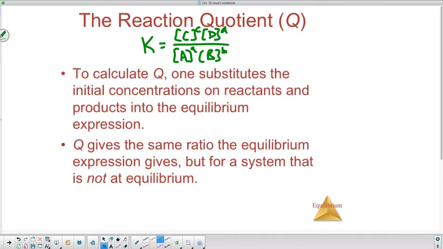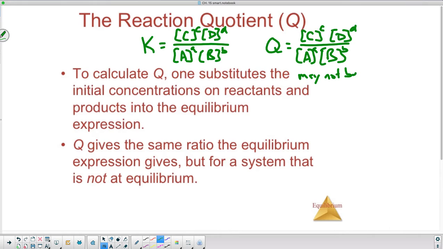As it turns out, Q is exactly the same thing, just not at equilibrium. So I have the same thing here. I have C to the exponent of c, where the small c is the coefficient. Exactly the same thing as D. Exactly the same thing as our equation for K. I'm going to write the same thing down here. The only difference is that Q may not be at equilibrium.